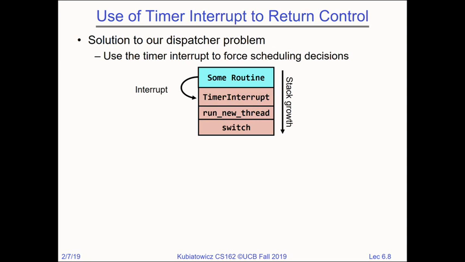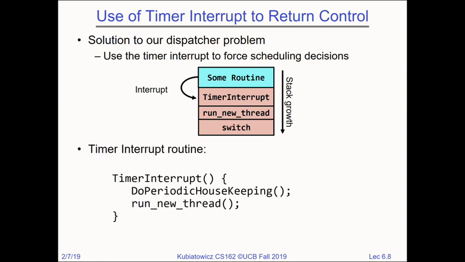Okay, now ponder that for a second. If you look here, this is kind of what that means from a stack standpoint. So we're busy doing something. The timer interrupt comes in. We hit run new thread and switch, and then we return our way up the stack. And when we return from the timer interrupt, rather than returning back to some routine, we return back to T, or a different thread. Okay? And what goes on during the timer interrupt, typically there's housekeeping of some sort about whatever's going on, and we just call run new thread. Okay, questions?